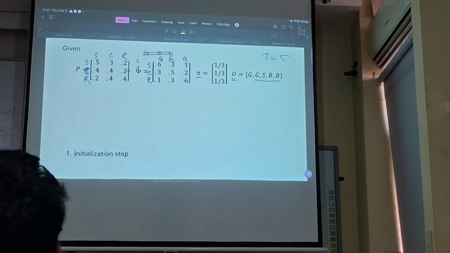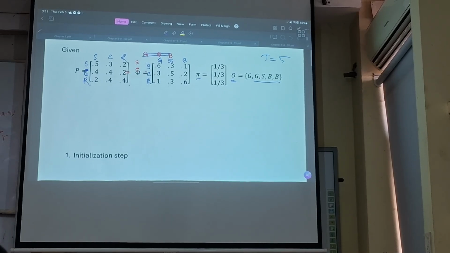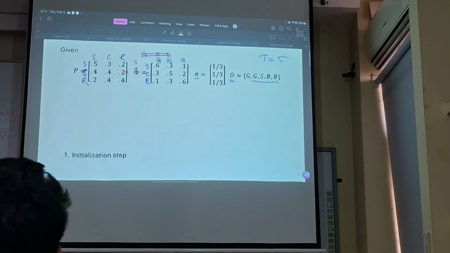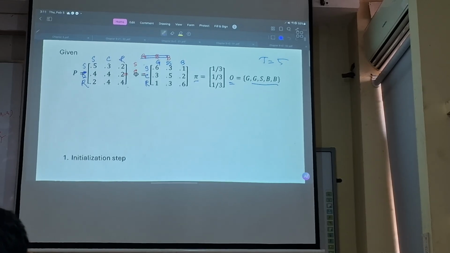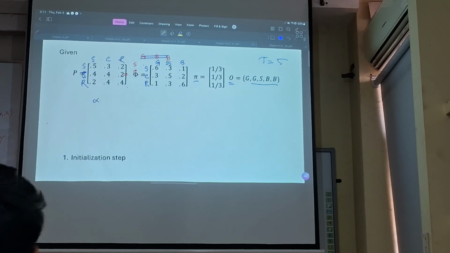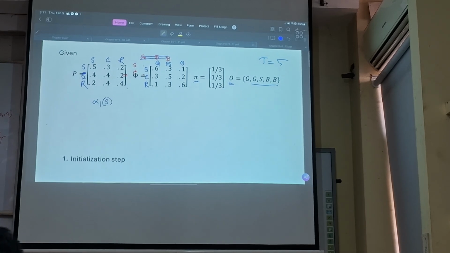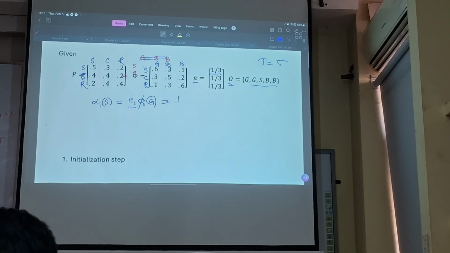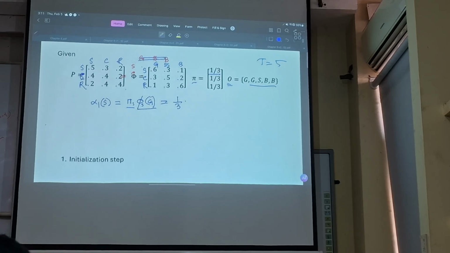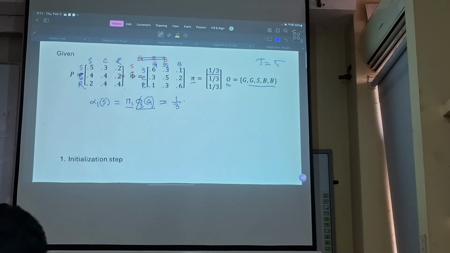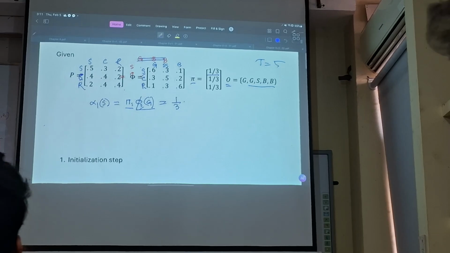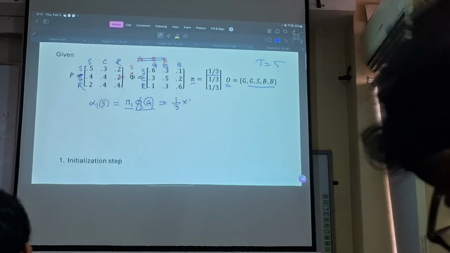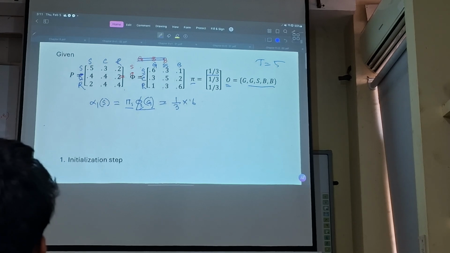So initialization, let us initialize here. In the initialization step, what will we do? We will write alpha 1 of S will be what? Pi S, right? What is the value of pi S? This is that the current state is S and the mood is good. What is the probability? 0.6. Right? There it is.